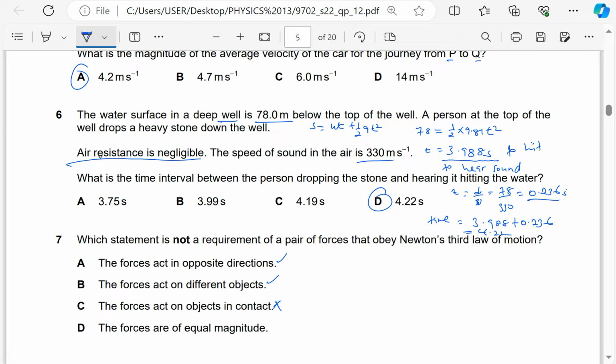Even when an object is, for example, in space, the gravitational pull of the Earth acts on it vertically downwards. So we expect that even when objects are not in contact, Newton's third law can still apply. You have also seen this in magnetism, when two like poles repel with an equal but opposite force, so they don't need to be in contact. So the answer is going to be C. It's not a requirement. The forces should be of equal magnitude, of course, for Newton's third law. The forces are equal but opposite.